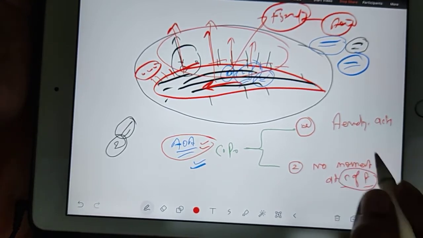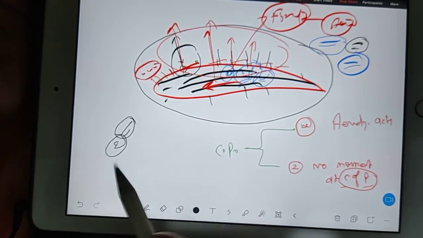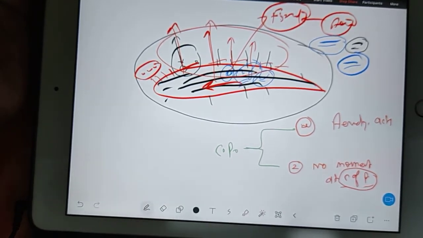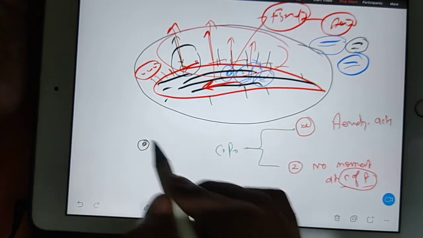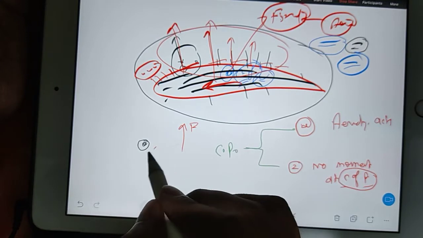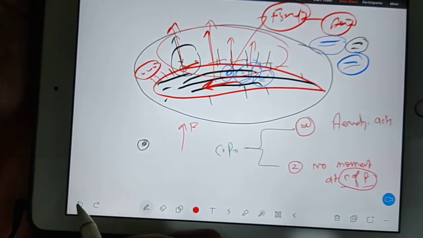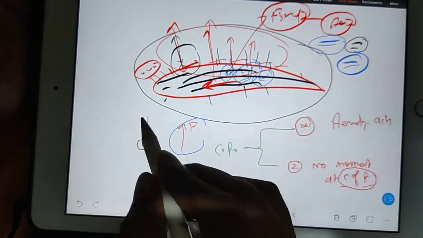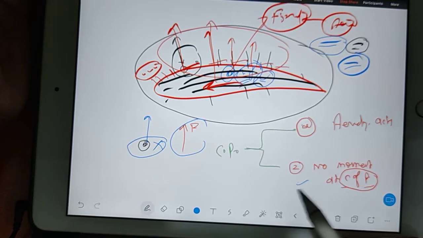Why is there no moment at the center of pressure? Because to have a moment, you should have a force and a perpendicular distance. If this is the center of pressure and your force is acting here, you can multiply this force with this distance and find the moment. But because your force is acting exactly on the center of pressure, you are losing the distance. So no distance, so no moment.